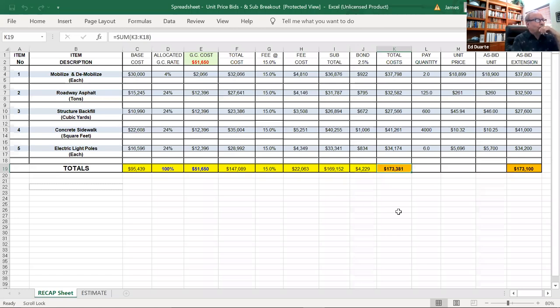So if we stopped right there, and it was a lump sum bid, that's what I would be doing. But it's not a lump sum bid. It's got a pay quantity of 2 for MOB and DMOB, a pay quantity of 125, a pay quantity of 600, a pay quantity of 4,000 square feet, and 6 each. So simply taking this total cost of this bid item, dividing it by 2, I come up with 18,899. And divide 32,582 by 125. And the formula is, you look up on the toolbar, it's K7 divided by L7, et cetera, et cetera, et cetera. So now I have what we call theoretical exact spreadsheet calculation unit price.